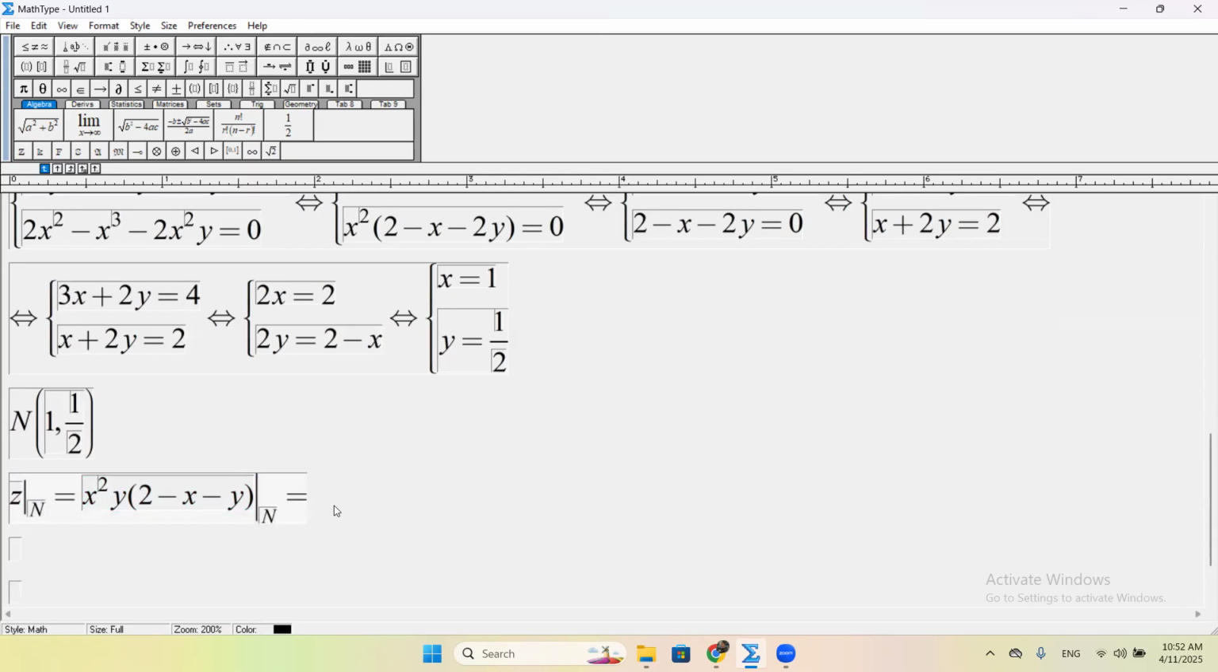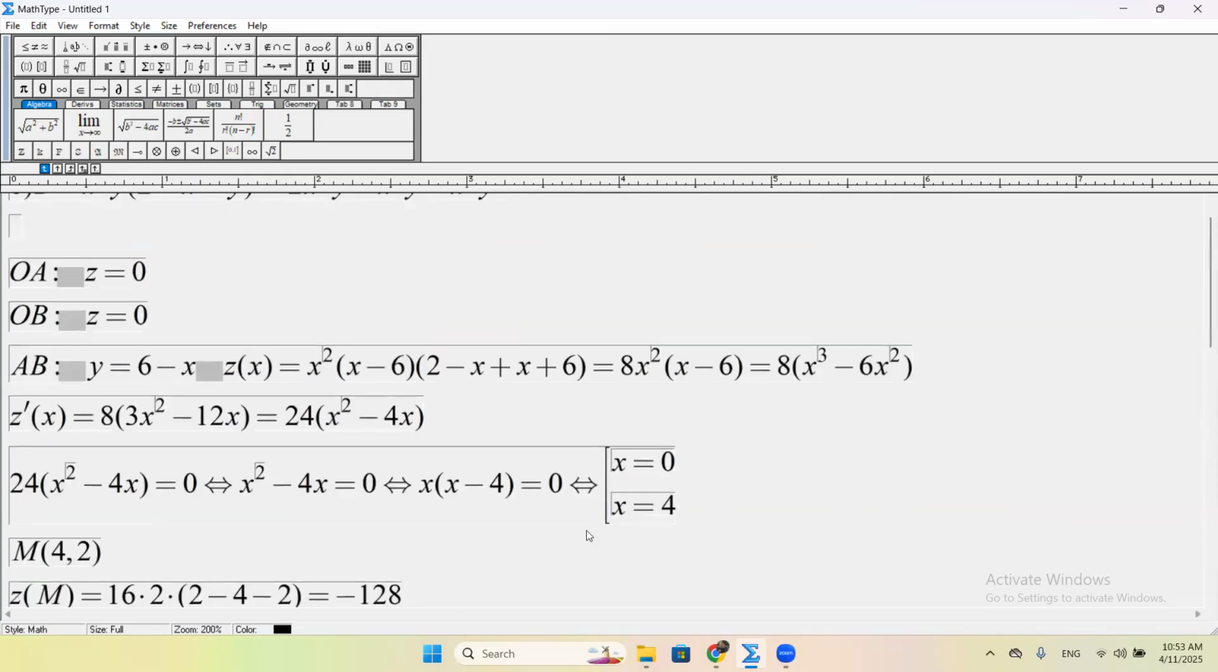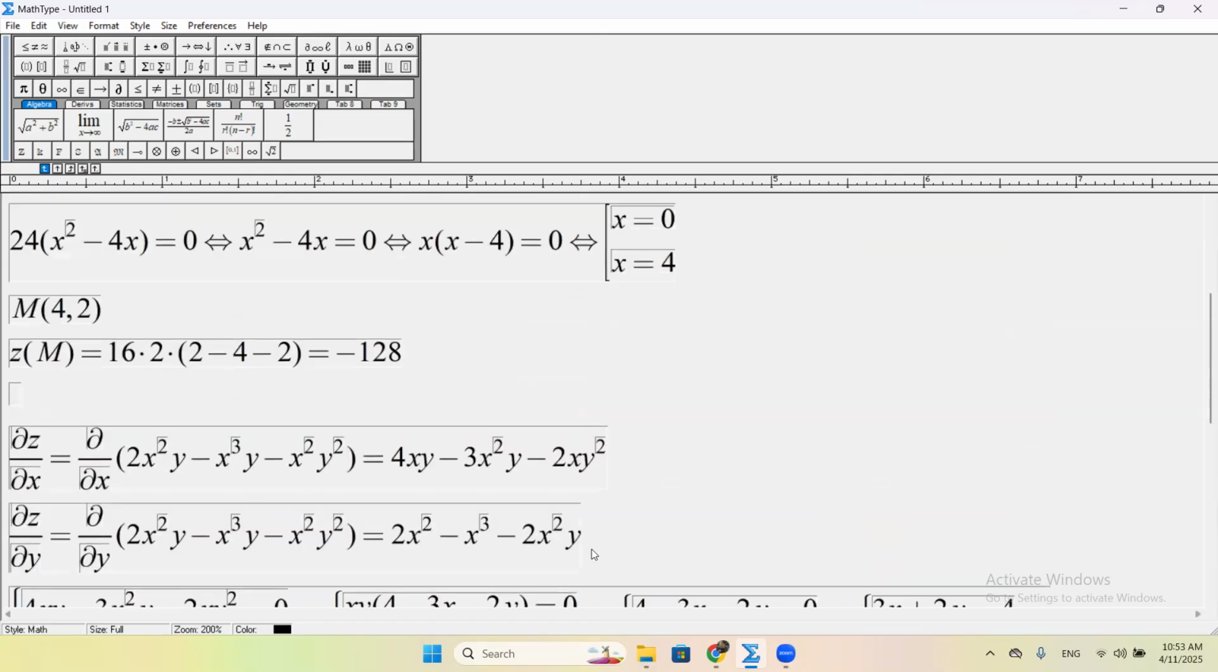So 1 multiplied by 1 over 2 and 2 minus 1 minus 1 over 2. So it will be equal to 1 minus 1 over 2, yeah, 1 over 4. Correct, 1 over 4. And now let's compare all values that we received.